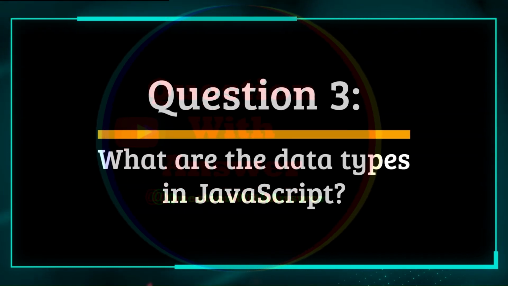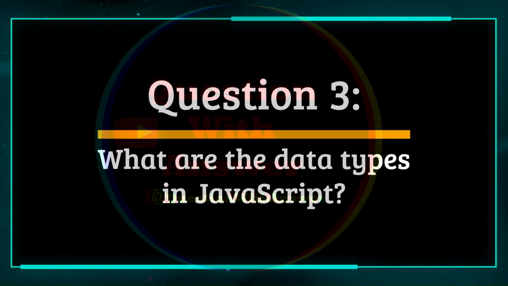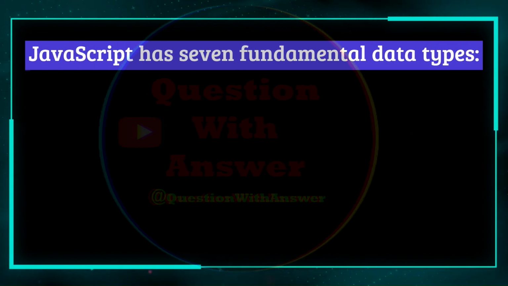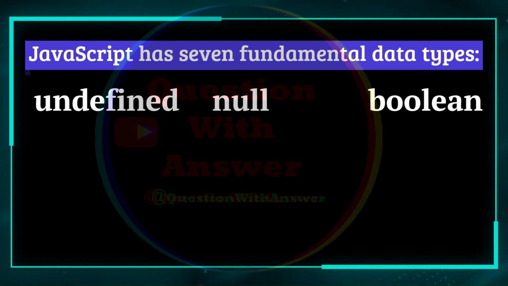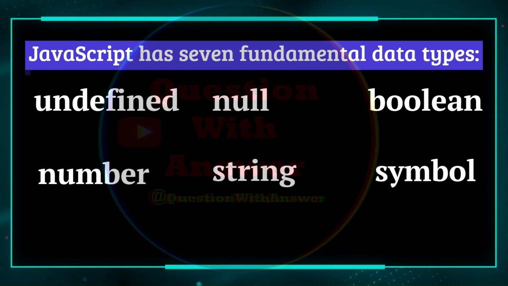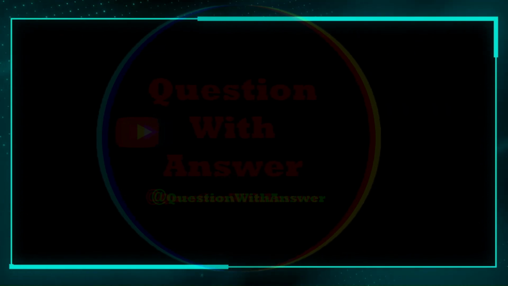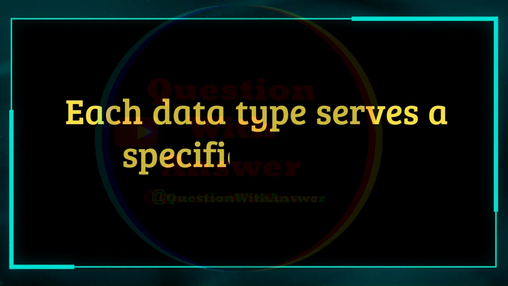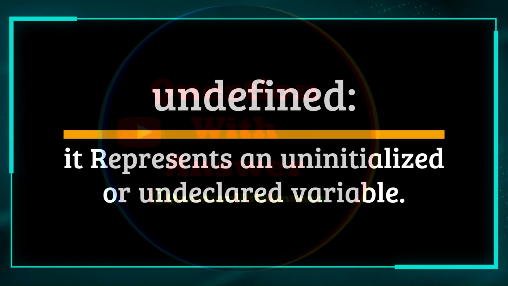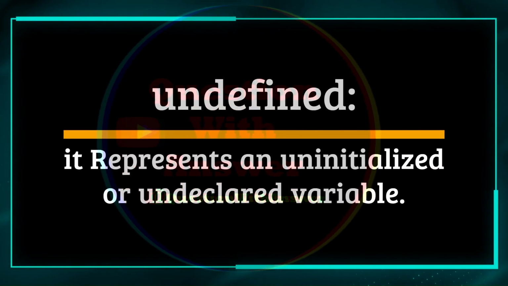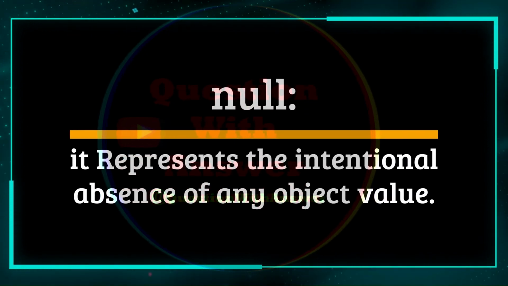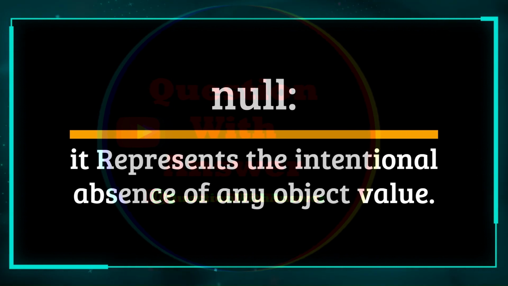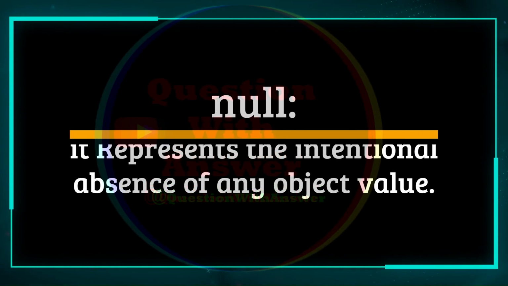Question 3. What are the data types in JavaScript? JavaScript has 7 fundamental data types: undefined, null, Boolean, number, string, symbol, and object. Each data type serves a specific purpose. Undefined. It represents an uninitialized or undeclared variable. Null. It represents the intentional absence of any object value.